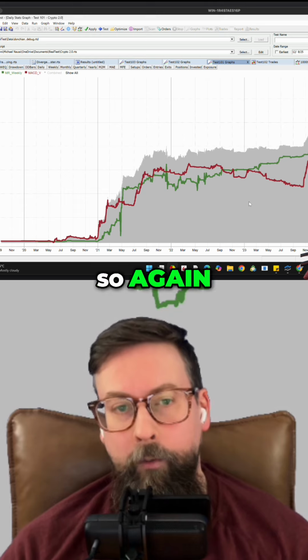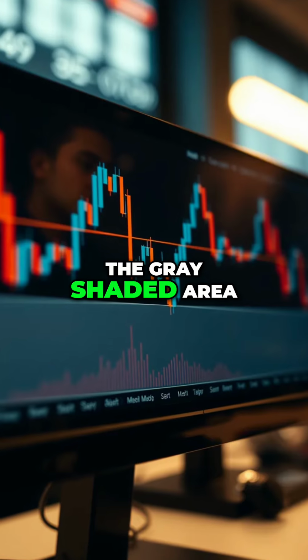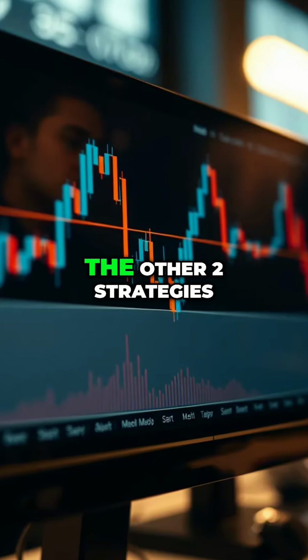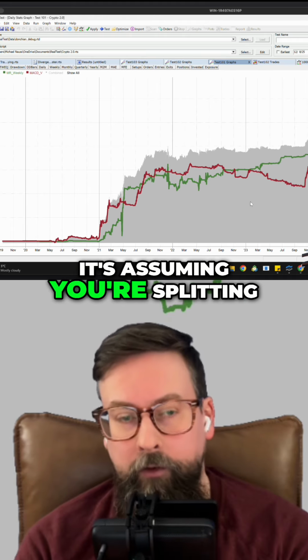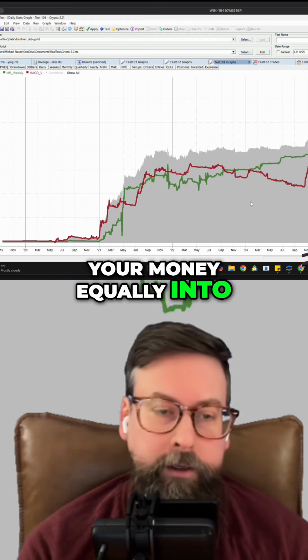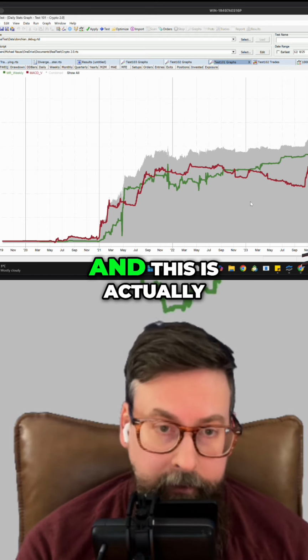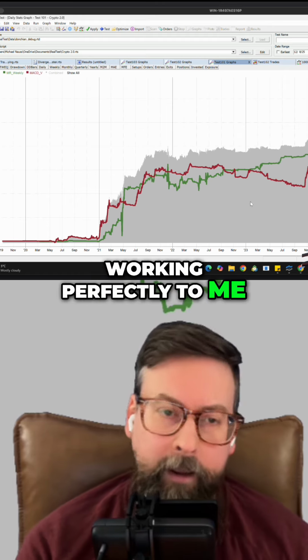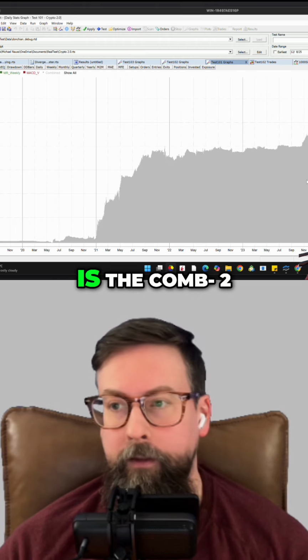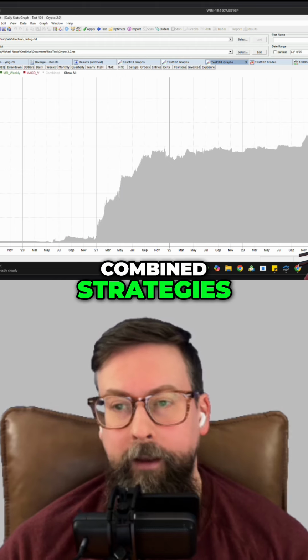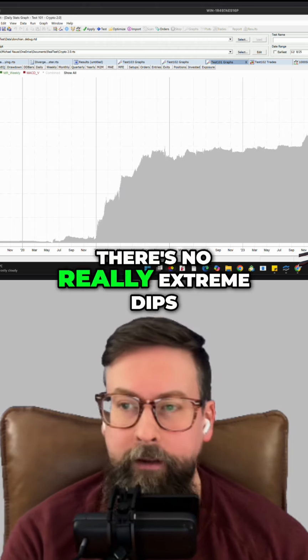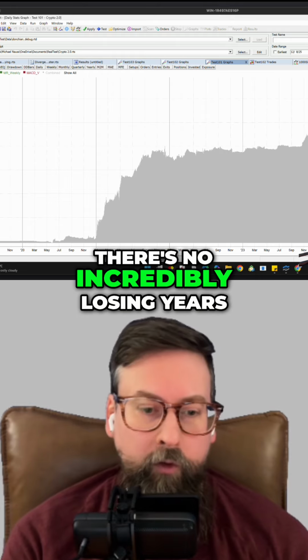So again, what we're looking for on this chart is the gray shaded area, which is the combination of the other two strategies, assuming you're splitting your money equally into each strategy. And this is actually working perfectly to me. So the gray area is the two combined strategies, and you can see there are no really extreme dips. There are no incredibly losing years.